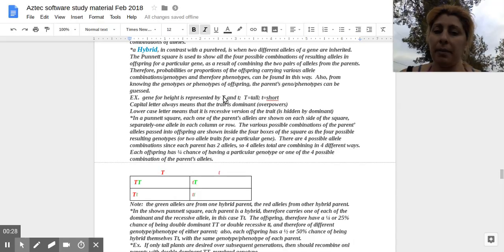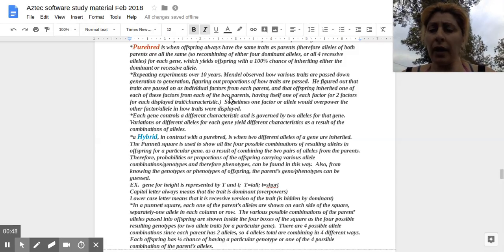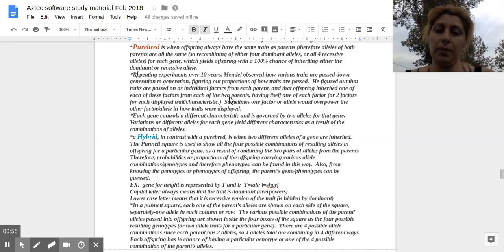So now we're learning about the idea of alleles. Alleles are when one gene has two versions, since each gene has two alleles, because you have two homologous chromosomes, one coming from each parent. So each person for each characteristic has two alleles, one from each parent.